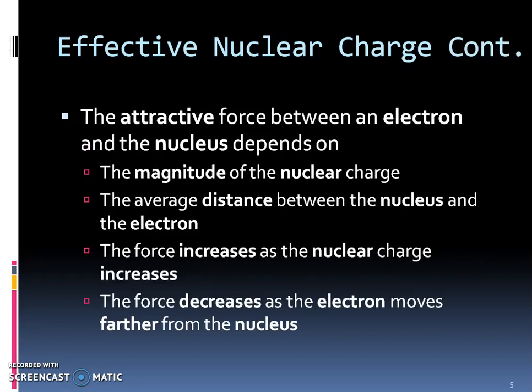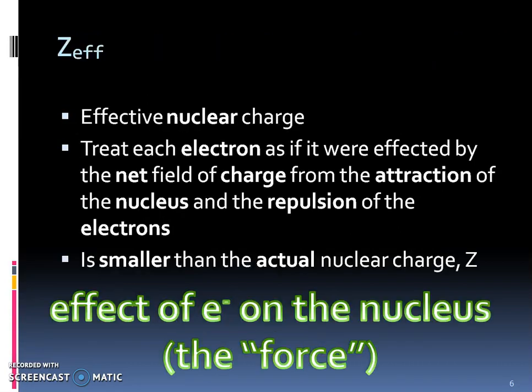So that attractive force between that electron and nucleus also depends on many things. Again, the magnitude of that nuclear charge, and that distance. The force increases as the nuclear charge increases, and of course it's going to decrease as that electron moves farther away from the nucleus. So the farther away that electron is from that nucleus, of course, there's going to be less force of attraction. So there are all these things that come together and say, okay, which element or which atom or which compound is going to have a stronger force of attraction than something else. So we can do a little bit of comparison.